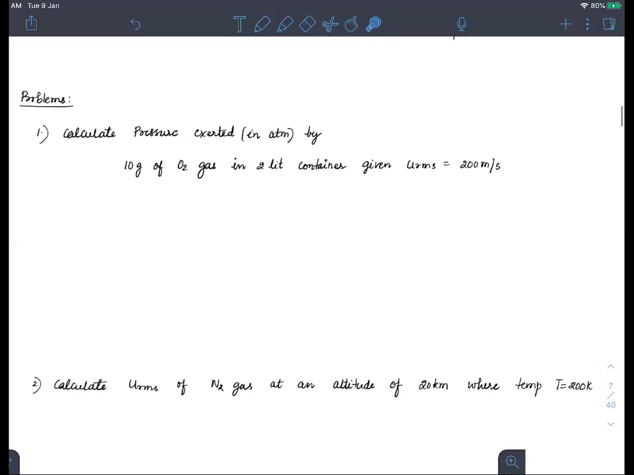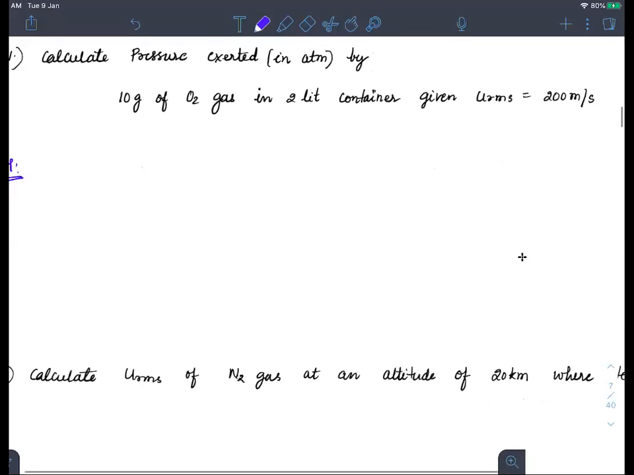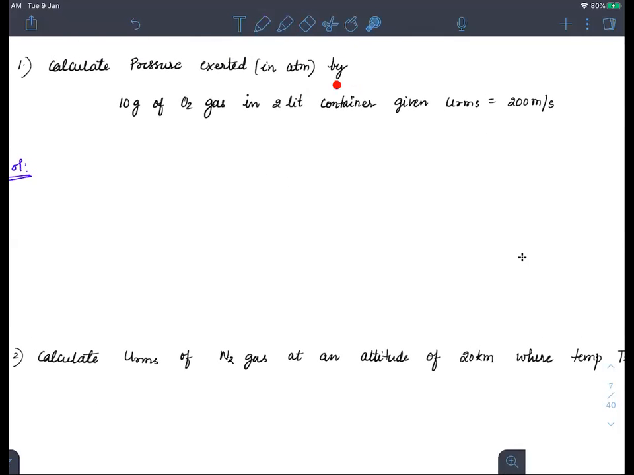Now, what are the types of problems we will get? Let's see what problems we usually face. For instance, if you have a simple question like this: calculate the pressure exerted in atm by 10 grams of O2 in a 2 liter container, given URMS is 200 meters per second. For pressure, we know that PV is equal to 1 by 3 mn c square.